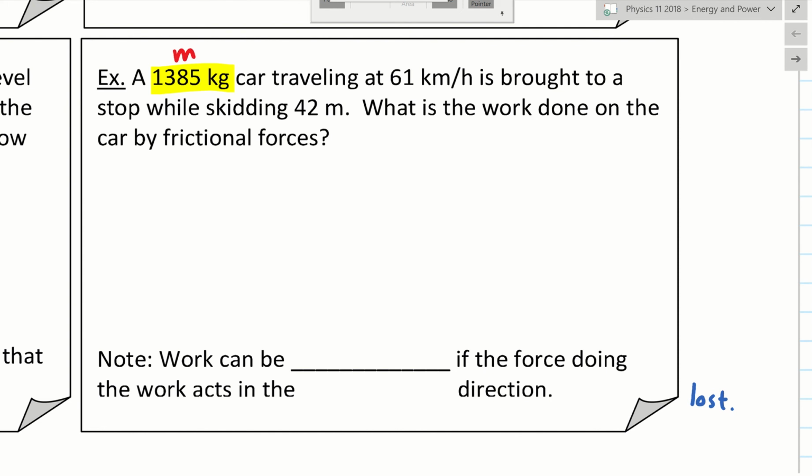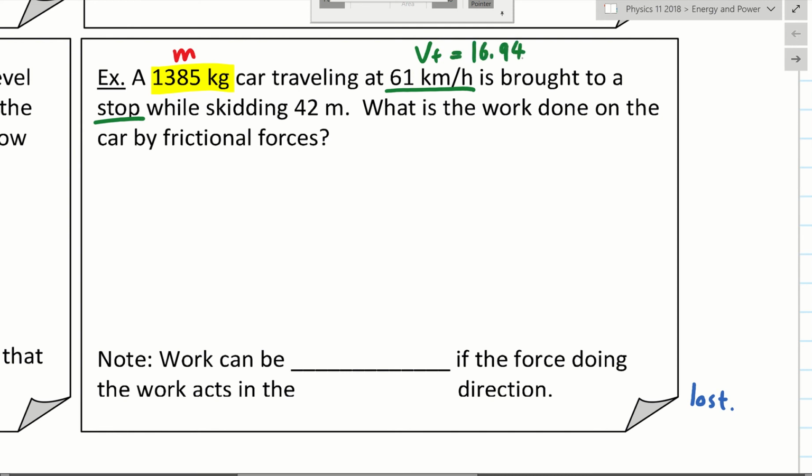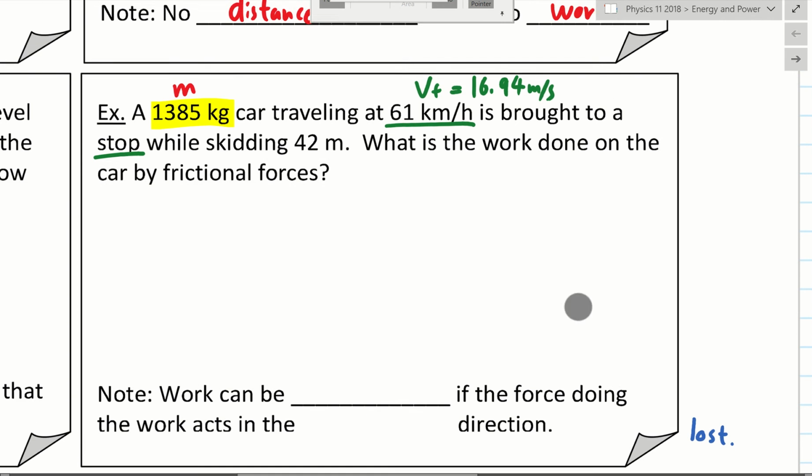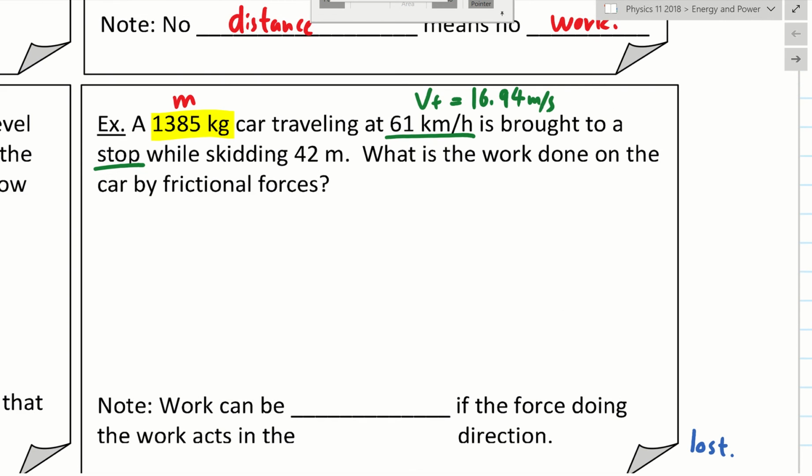And traveling at 61 km per hour is brought to a stop. Oh, this is V final. Not only that it's V final, it's a V final that's annoying because it's in km per hour. So immediately we go, ew, and then change it to 16.94 meter per second by dividing 3.6, right? So we have to get km per hour into meter per second before you can do anything.